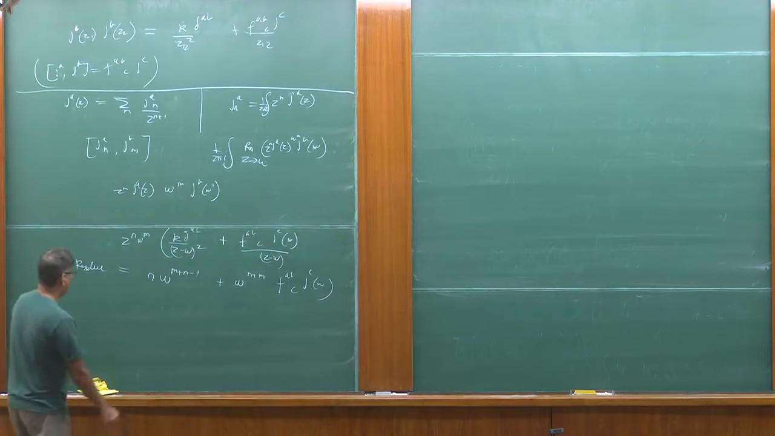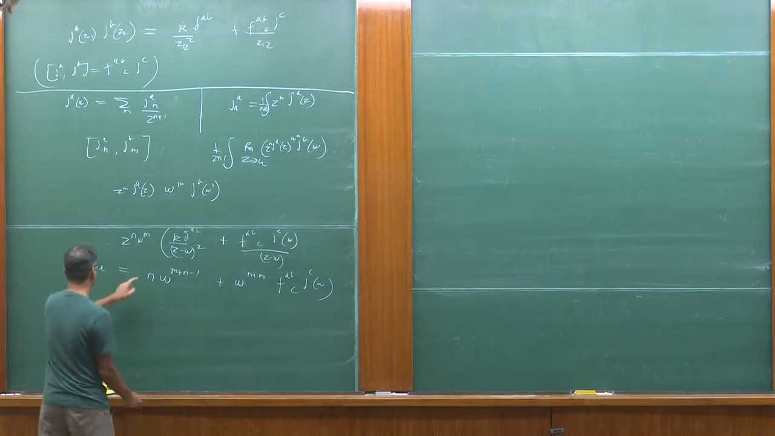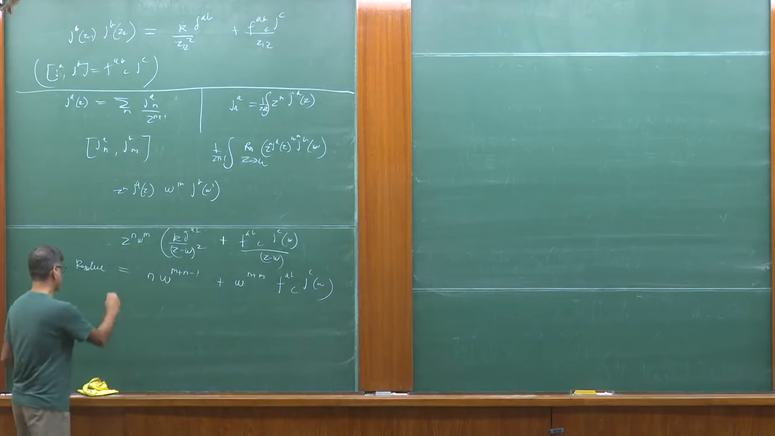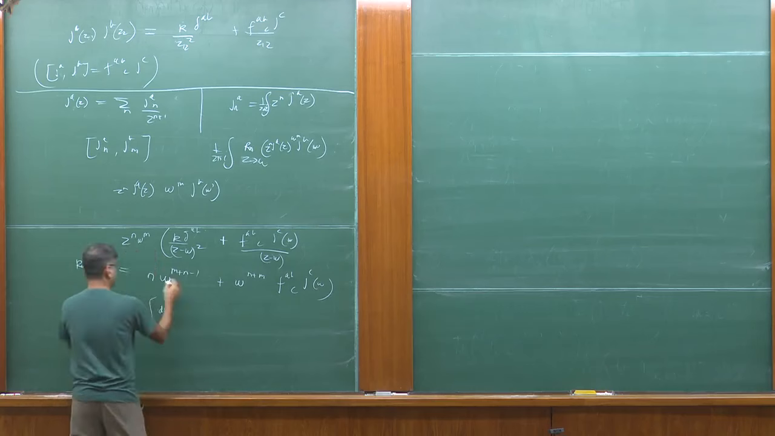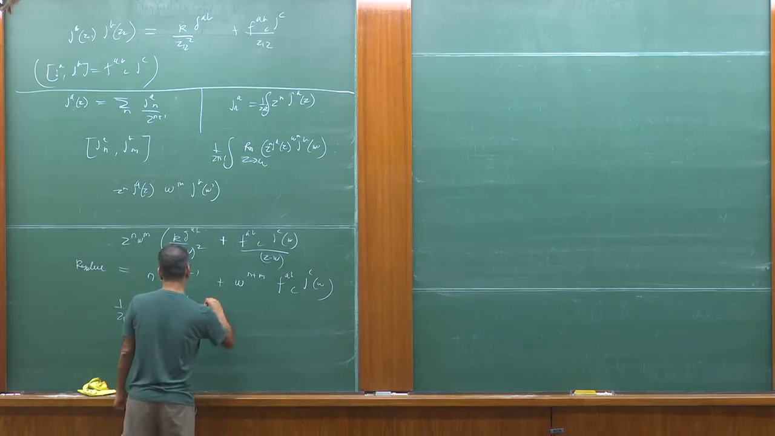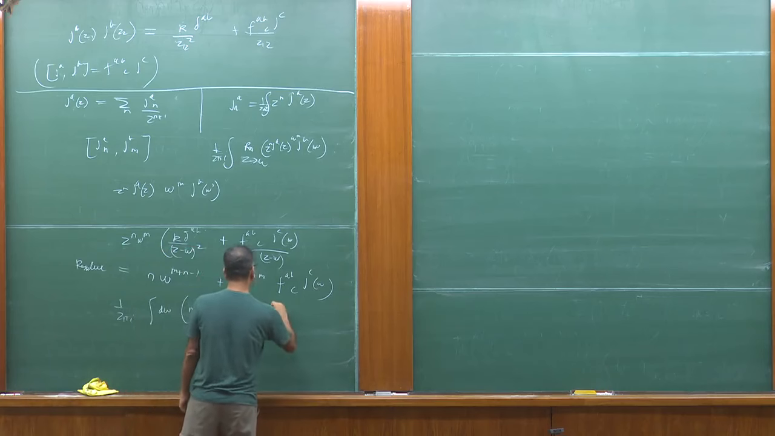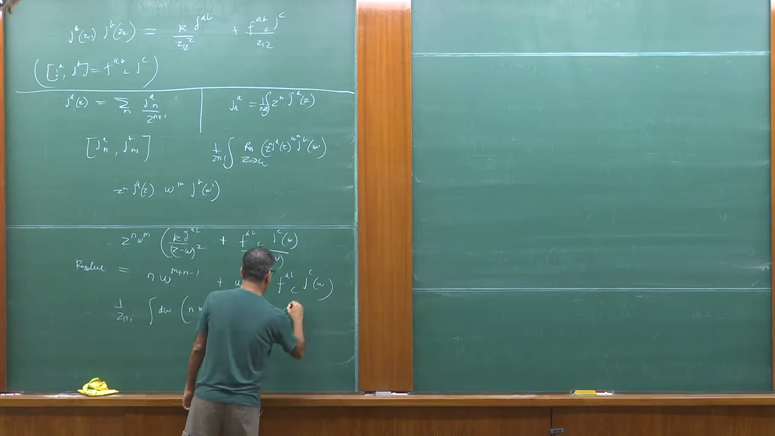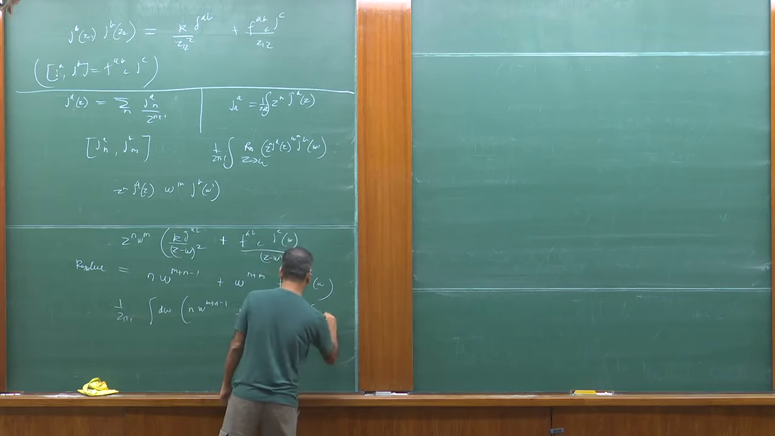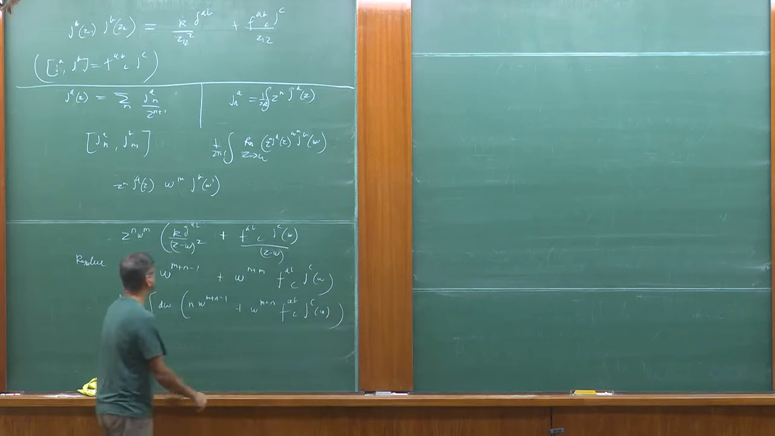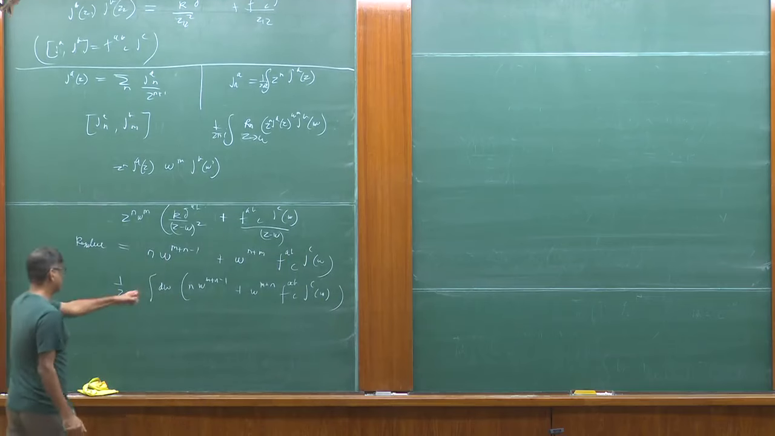Then what we're supposed to do is take this residue and integrate it, 1 over 2 pi i times dW, of whatever we had here: n times K delta^AB W^(m+n-1) plus W^(m+n) f^ABC J^C(W). But what's this term?